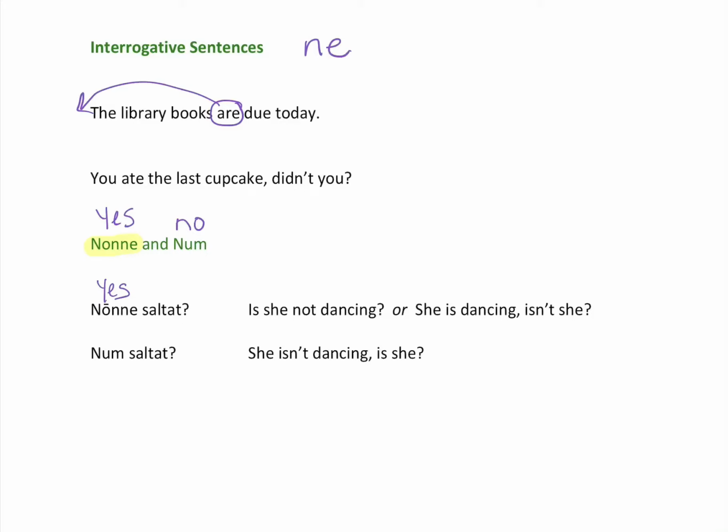And if I said num, which means no, now I'm asking a question that expects a no answer. She isn't dancing, is she? I expect, based on my knowledge and my experience, that that's going to be a no, so that's why I use a num in front of it. We do the same thing in English, but we signal it simply with our voice and other things rather than up at the front of the sentence.